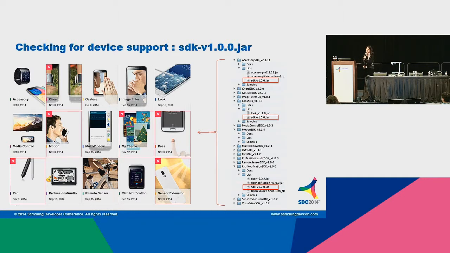One of the questions we get all the time is, how do I write one-to-one code base and run across all Android devices, not just Samsung specific? So about a year ago, we came out with this jar file, SDK v1.0.0.jar, that actually addresses that question. It's not just available for notifications, it's available for every single SDK that we have available on developer.samsung.com.